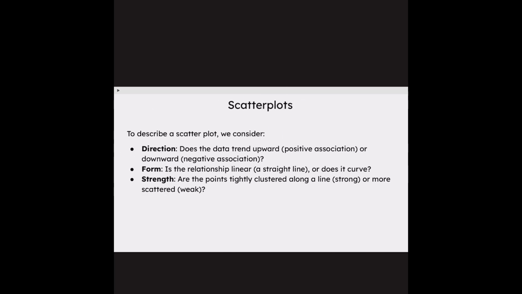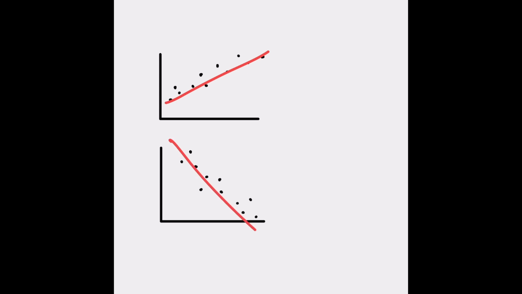First we're going to consider direction. Does it trend upward or downward? That's pretty self-explanatory. Let's say that we have an axis and we have a scatter plot that looks like this. This is trending upward, so the direction would be upward or positive. Versus this, which would be negative. Notice how this one is going up in general, and this one is going down.